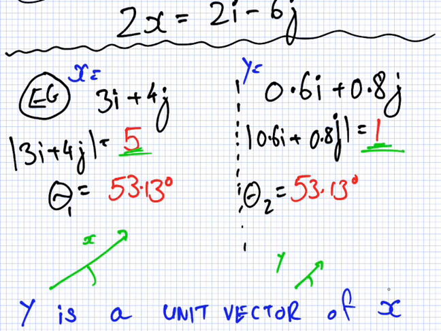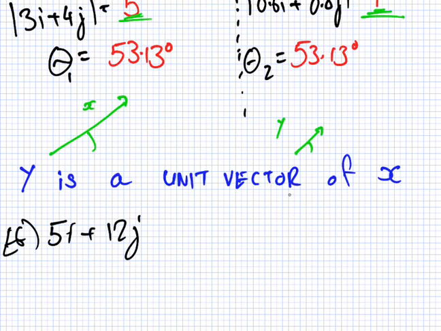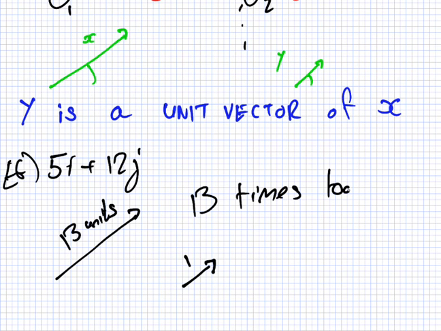So my question now is, if I give you a vector, let's say 5i plus 12j, can you make that into a unit vector? Well, I want everybody to tell me how long this vector is. Can everybody work out the magnitude, the length? 13. If you use your formula, you get 13. So this vector is 13 units long. How long should the unit vector be? 1 unit. So this is 13 times too big.